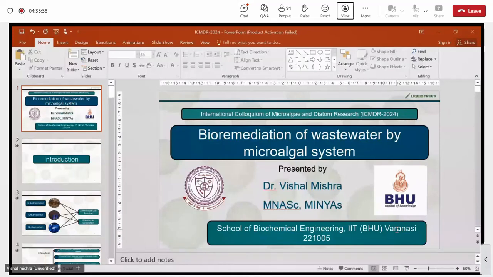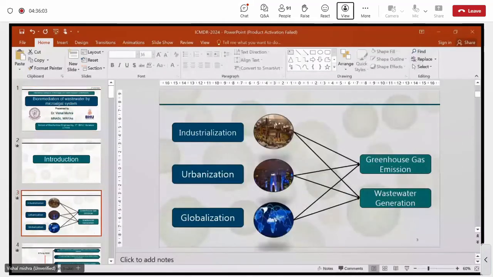So we decided to work on an eco-friendly technology rather than a synthetic technology, that too which can work upon the large scale or the industrial scale. So the topic is bioremediation of wastewater by macroalgal system. Here's the introduction part of it. There is a surge in industrialization, urbanization, and globalization in the last 2-3 decades, and these surges have contributed significantly to the emission of greenhouse gases and then waste generation.